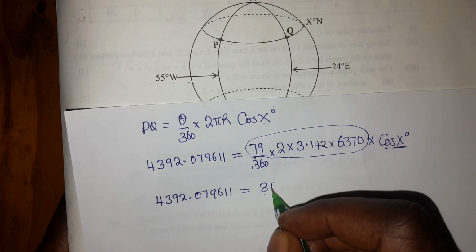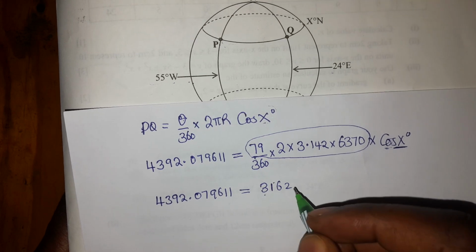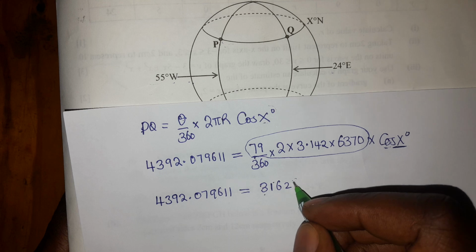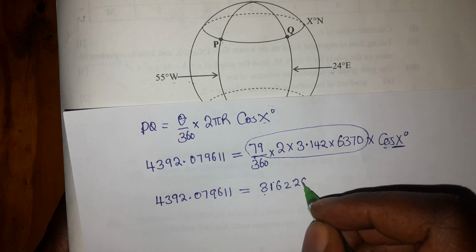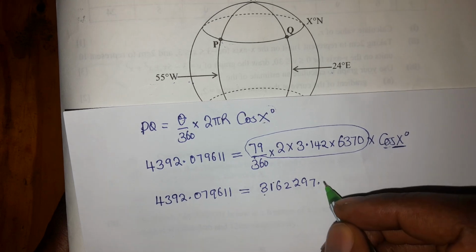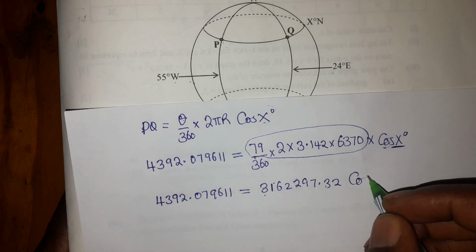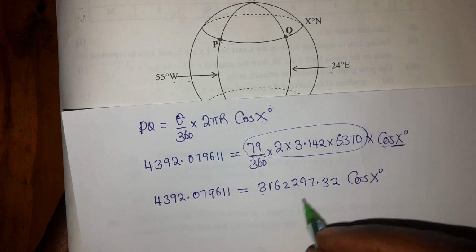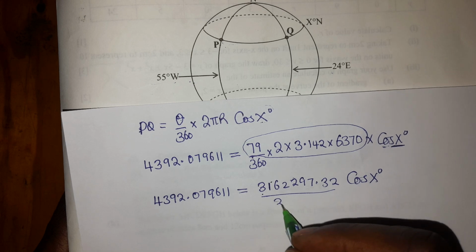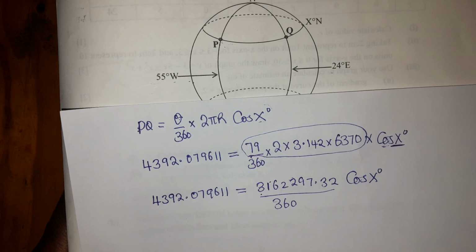Mine is 1362, another 2,97.32. What is yours? Then I'm going to say cos what? Cos x. Then I will maintain the 360 here.